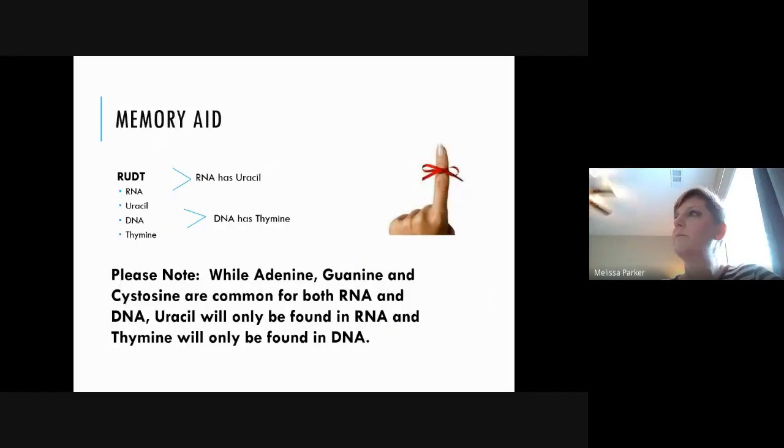So here's a little memory aid to help you remember. RNA has uracil, and DNA has thymine. So you could say RU, right, ribose and uracil, and DT would be DNA and thymine. So while adenine, guanine, and cytosine are common for both RNA and DNA, uracil will only be found in RNA, and thymine will only be found in the DNA.